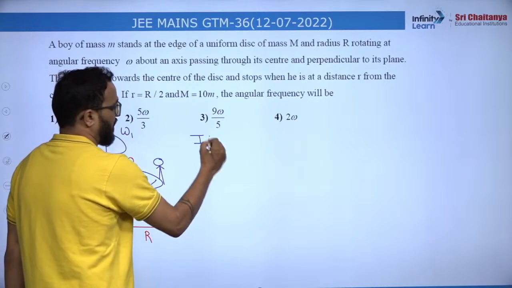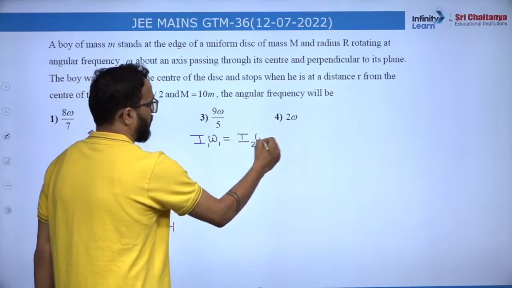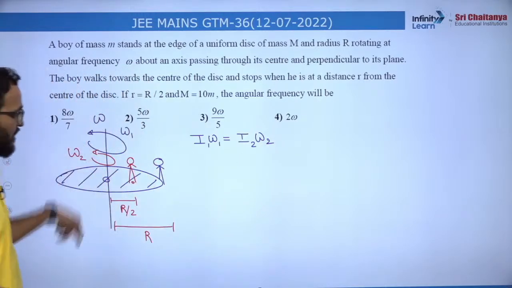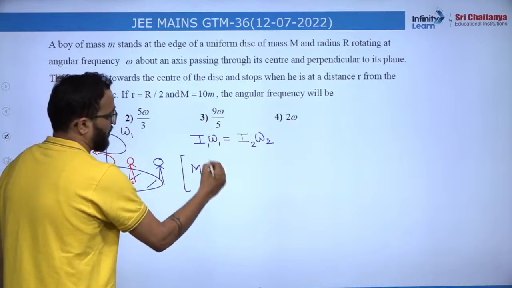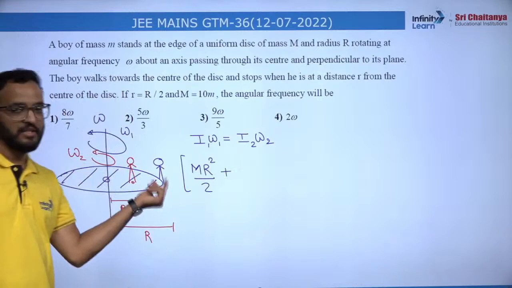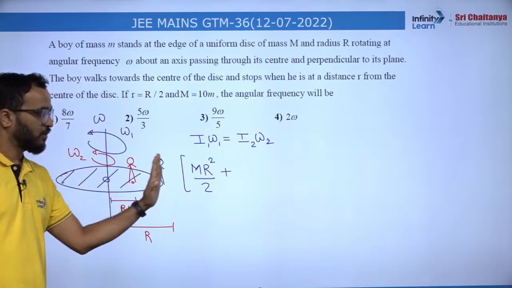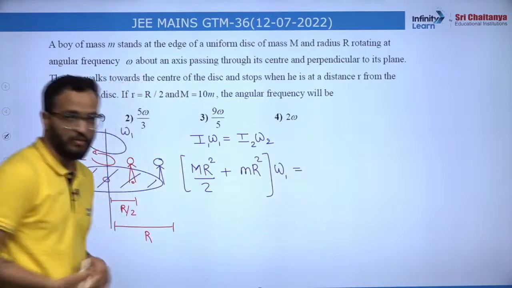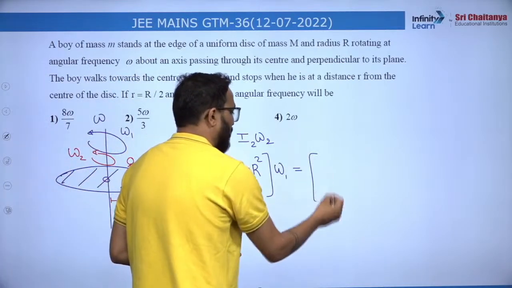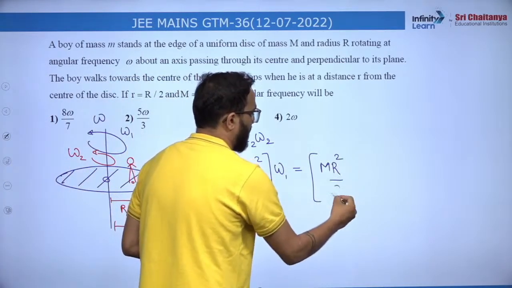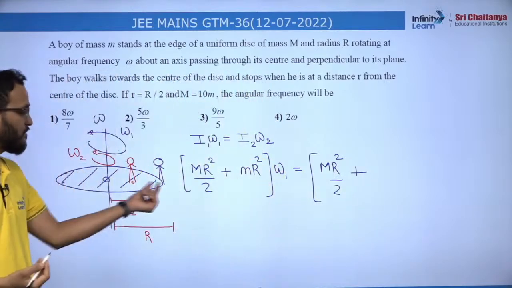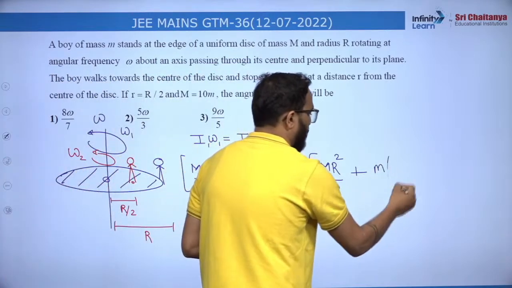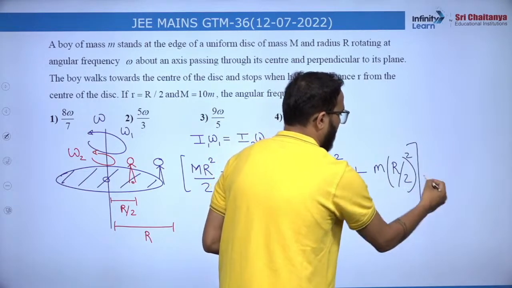You will say, sir, I1 omega 1 must be equal to I2 omega 2, right? What is I1? First of all, write down the moment of inertia of the disk about this axis. It is M R square by 2 plus the man, who will be treated as a point mass for this particular axis, so his moment of inertia will be small m r square, into omega 1, must be equal to I2 omega 2. Now the moment of inertia of the disk is not going to change, it will remain M R square by 2 only, but the moment of inertia of this man will be lesser now, because he has come to this point. So it will be m into (r by 2) whole square times omega 2.